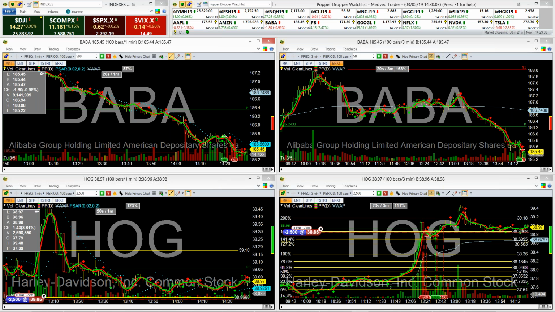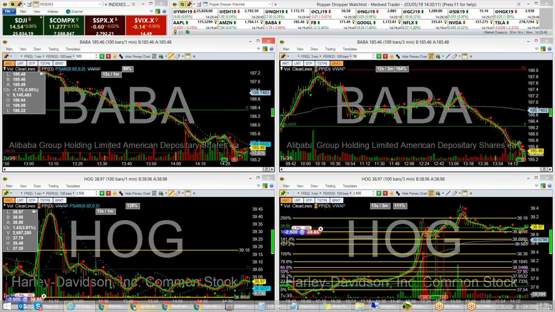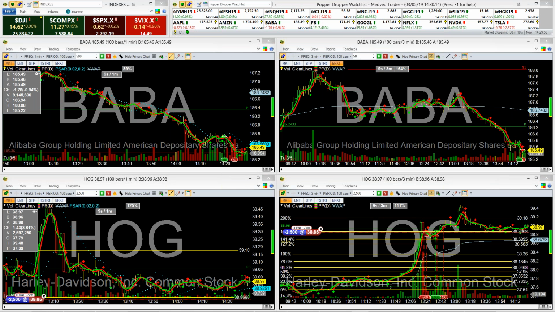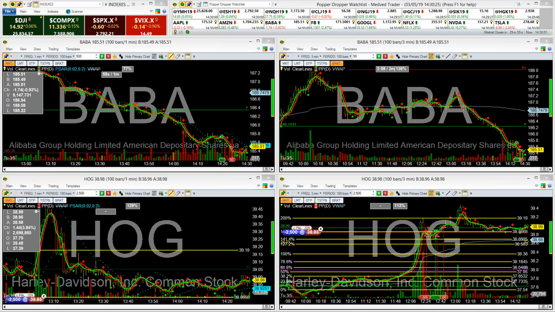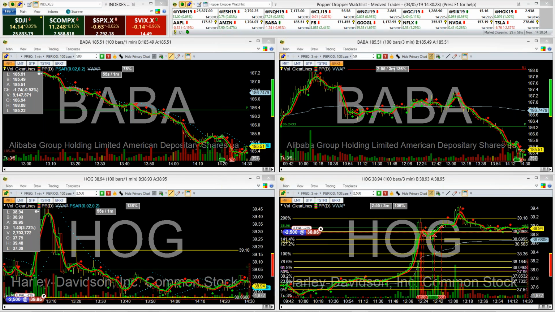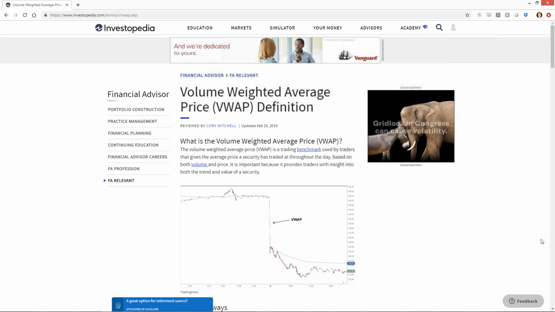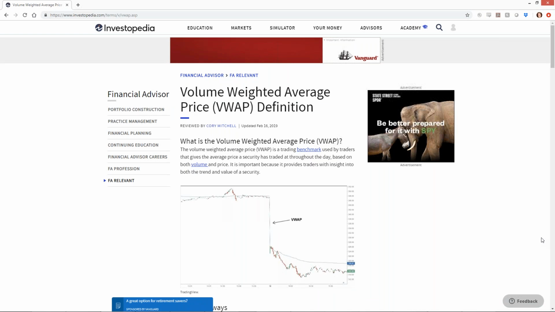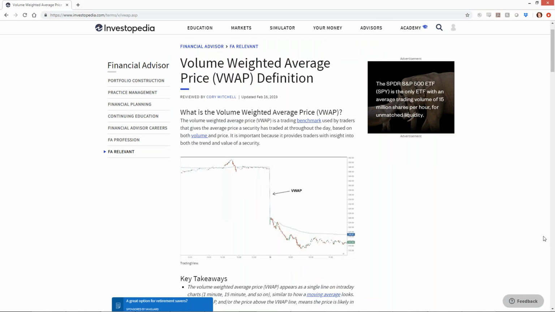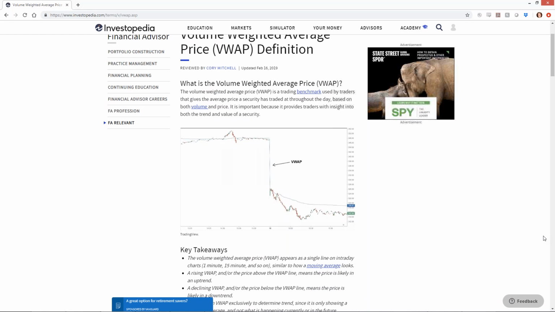Wayne says, can you explain VWAP? So it's just another technical indicator, and I want to read you the appropriate definition. It's volume weighted average price. I don't know the formula that actually goes into it, but this is from Investopedia. Volume weighted average price is a trading benchmark used by traders. It gives the average price a security has traded at throughout the day based on both volume and price. It is important because it provides a trader with insight into both the trend and the value of the security.